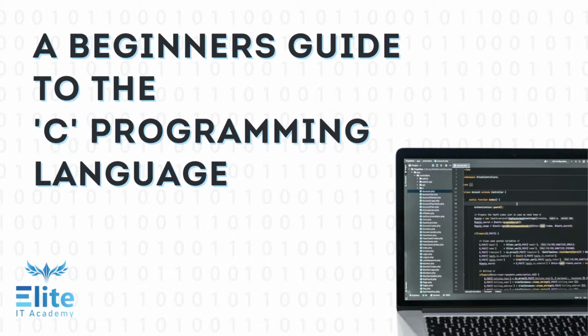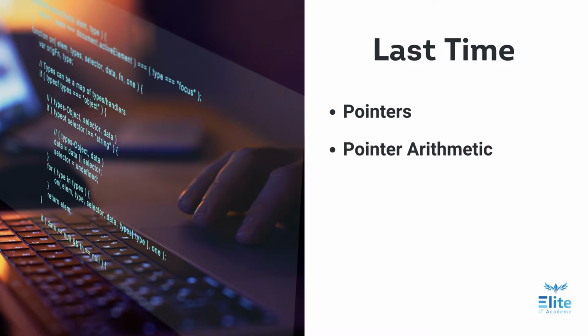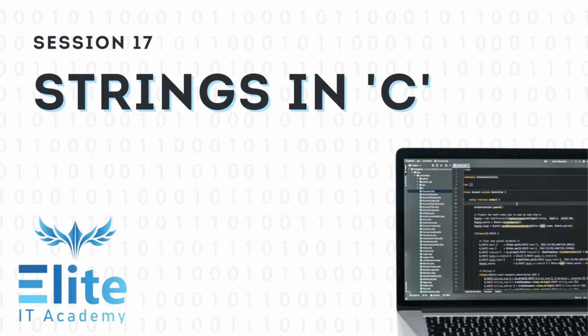Welcome to a new video in our series, A Beginner's Guide to the C Programming Language. In our last video, we discussed pointers and how to use pointers to access memory indirectly. We also saw various applications of pointers in C programs. The video today covers strings in C.